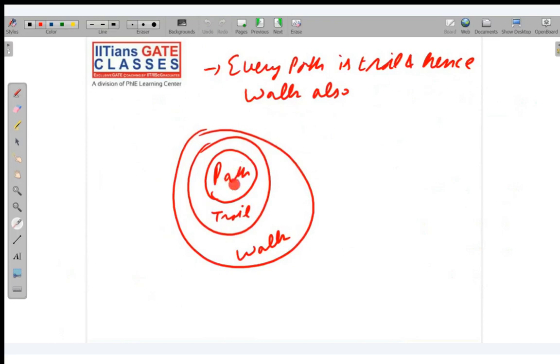So I think you have got it: path, trail, and walk. A walk is very less restrictive. For a trail, there is a restriction that edges cannot be repeated. For a path, there is a restriction that vertices and edges both cannot be repeated. Take a snapshot. I will jump to the next slide.